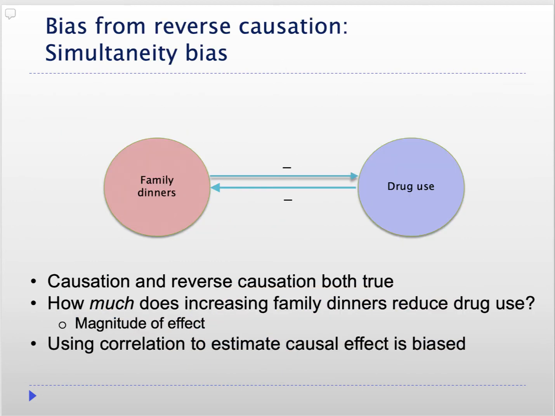So you also get bias when there's both causation and reverse causation. Family dinners cause drug use decline, and teen drug use causes changes in family dinners. And again, you want to get at the magnitude. Using correlation to estimate the causal effect is biased. It's often called simultaneity bias, a term from economics originally. We will see that it is harder to deal with reverse causation than common causes, but especially when we get to chapter 15 and how it's possible to use panel data over time, there are some approaches.